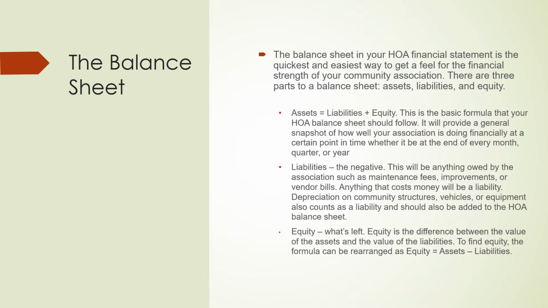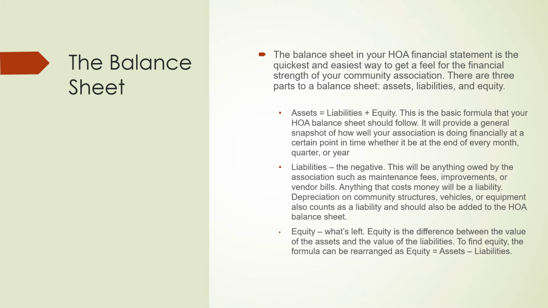There are three parts to a balance sheet: assets, liabilities, and equity. Assets equal liabilities plus equity. This is the basic formula that your HOA balance sheet should follow. It will provide a general snapshot of how well your association is doing financially at a certain point in time, whether it be at the end of every month, quarter, or year.